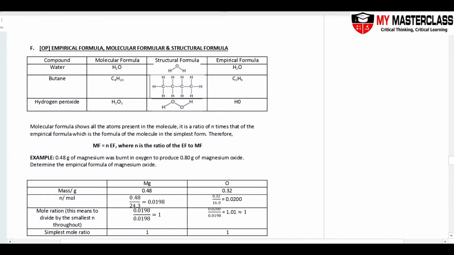Hi students, this part of your mole concept we are going to look at empirical formula, molecular formula and structural formula. Okay, so for example, water, we have the molecular formula H2O. The empirical formula is also H2O, and empirical really just means the simplest formula. Molecular formula means how the molecule looks like.